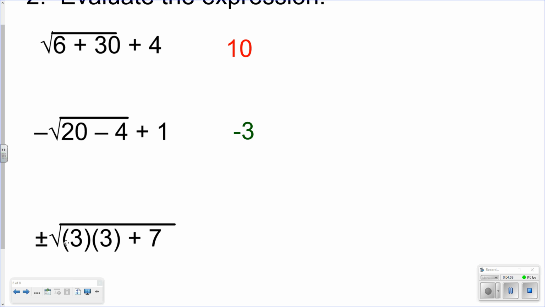3 times 3, we're doing what's under the radical first. 3 times 3 is 9, plus 7 is 16, and the square root of 16 is 4, and since we have this plus or minus in front of it, we need to carry that over and put plus or minus 4.